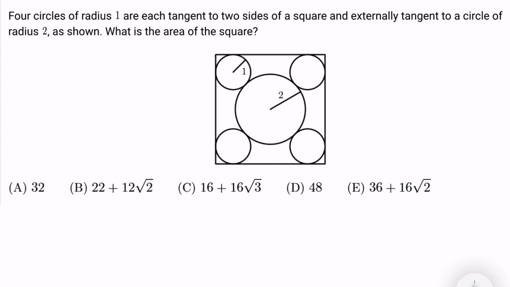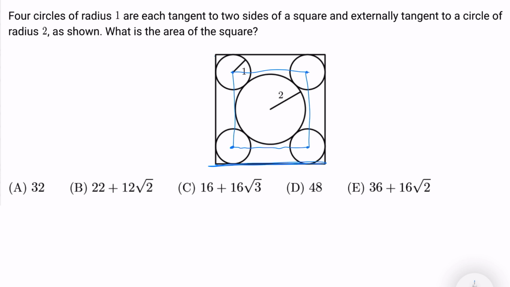we're trying to find this, right? The length of one of the sides of the square. I'm just going to draw out the centers of the circles really quickly. If I connect all of the centers of the smaller circles, we actually get a smaller version of the square.